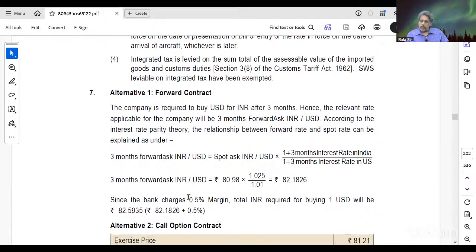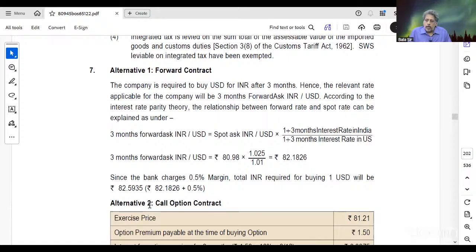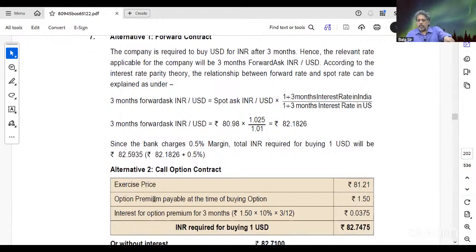That is the forward rate, but don't stop here. Because you want to buy dollars, just as whenever you buy shares in the stock market you have to pay brokerage, to this you should add the margin. Since the bank charges 0.5% margin, the total INR required for buying 1 USD will be rupees 82.5935, which is 82.1826 plus the margin. And that is your outflow. For every dollar you buy, that is a cost in rupees. Suppose you want to buy $1 lakh, 1 lakh into this rate. That will be your rupee cost, and that is the final number: 82.5935. Circle this number.